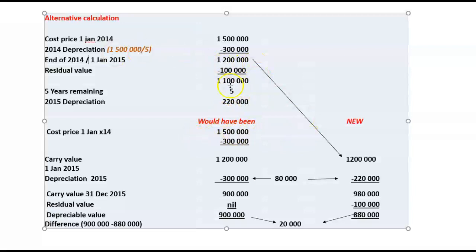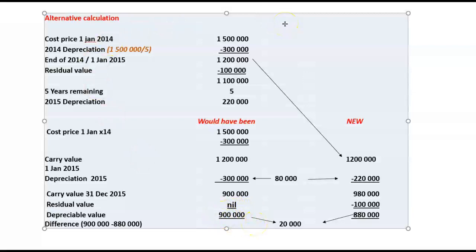Now, if we were going to do the old method, we would have set the cost price 1.5 million, the accumulated depreciation 300,000, so that gave us a carry value as at 1 January of 1.2 million. If we did carry on with the old way, we would have written off another 300,000 rand for this year. It would have given us a carry value at the end of the current financial year of 900,000. There is no estimated residual value under the old estimates. Therefore, under the old method, from the end of the current financial year up to the end of the lifetime of the asset, we would have written off 900,000 rand.